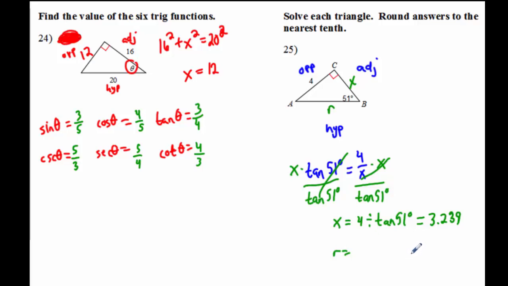To find r, you could use the Pythagorean theorem, but if you got x wrong, that will mean you get r wrong. So you could instead say that that's opposite and hypotenuse, so that's sine of 51 equals 4 over r, and then do what we just did. The number is on top, so that means that I need to do 4 divided by sine of 51, which gives me 5.147. And that is the review.